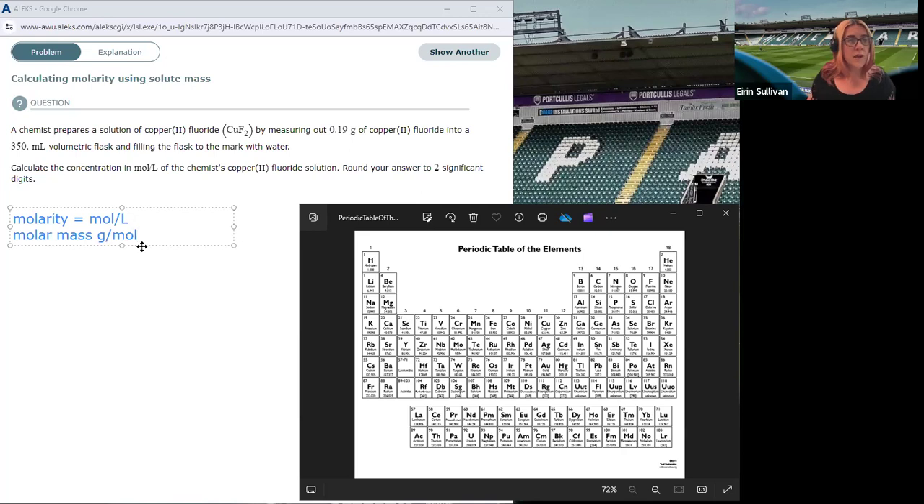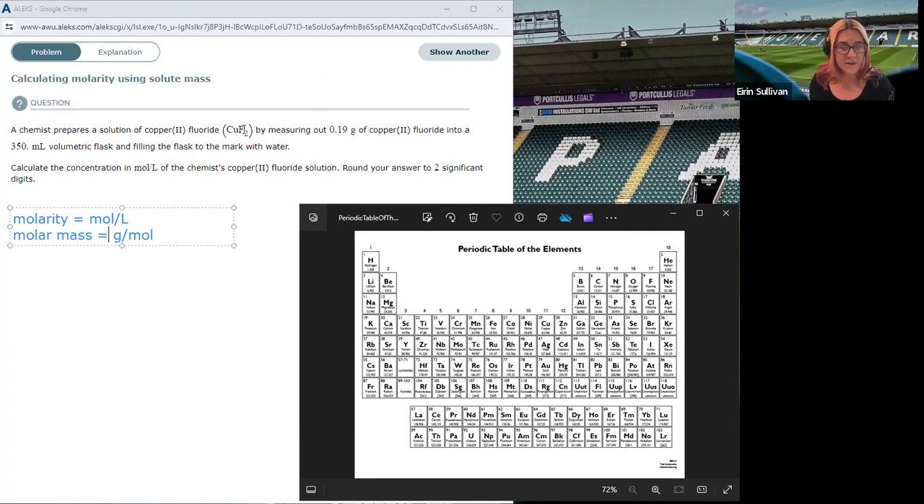So we can use that to work out, if we've got a certain mass of a substance, what its concentration is going to be in a given volume. We just have to organize what we have. So we have copper 2 fluoride, and we're going to have to work out the molar mass of copper 2 fluoride.